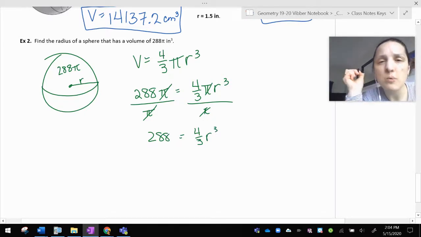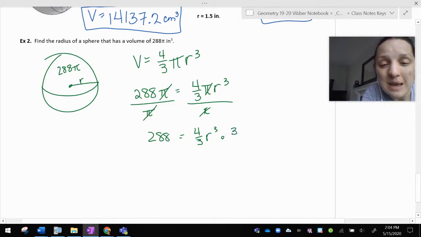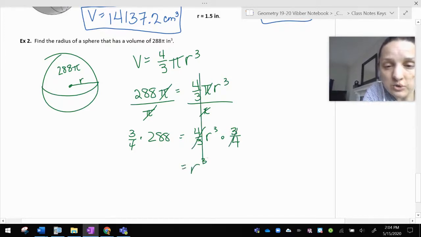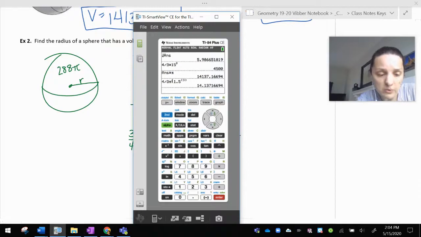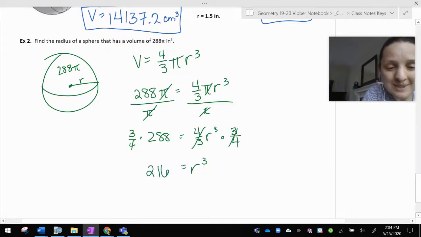I need to get rid of this 4/3. So technically what I'm going to do is divide both sides by 4/3, but that's the same as multiplying both sides by 3/4. So I need to take 288 and multiply by 3/4. I did it again. Keep hitting 3/5 instead of 3/4. There we go. 216. So 216 equals r cubed.